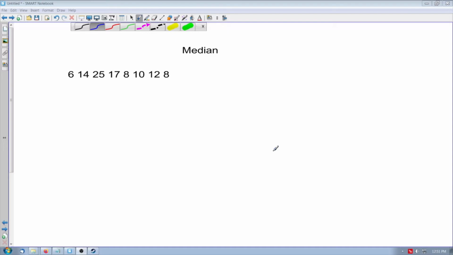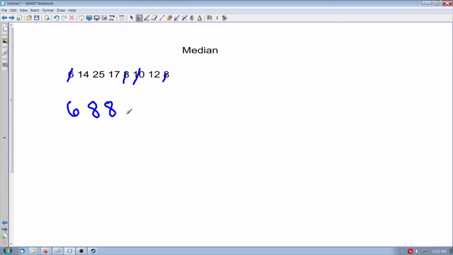Alright, let's next jump into finding the median. We'll use the same numbers. To do the median, first we have to put the numbers in order from least to greatest. So 6, 8, 8, 10, 12, 14, 17, and 25.